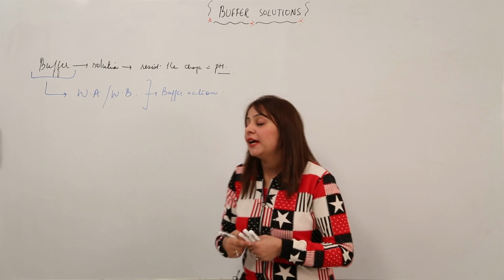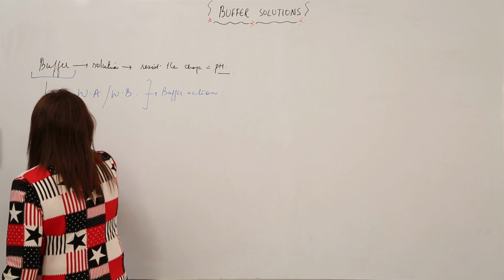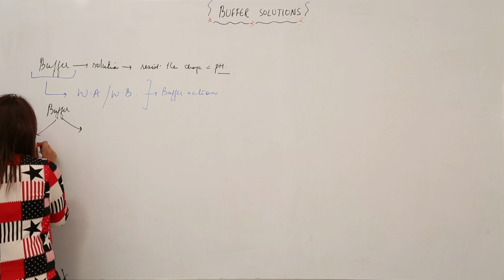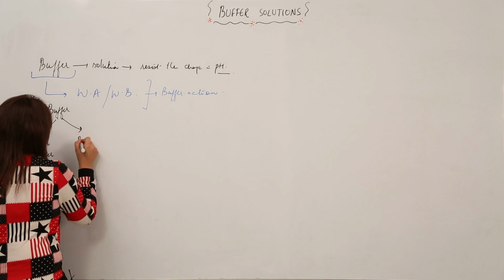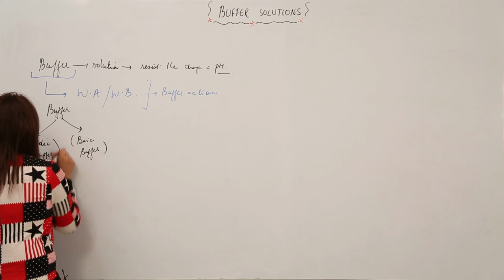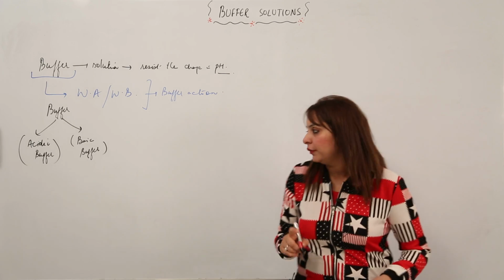So before we do that, I want to tell you that buffer solution is of two types. Please write in your copies that buffer solution is of two types, that is, the acidic buffer and the basic buffer. So we have two kinds of buffer solution: one is acidic buffer and the other is basic buffer, right?